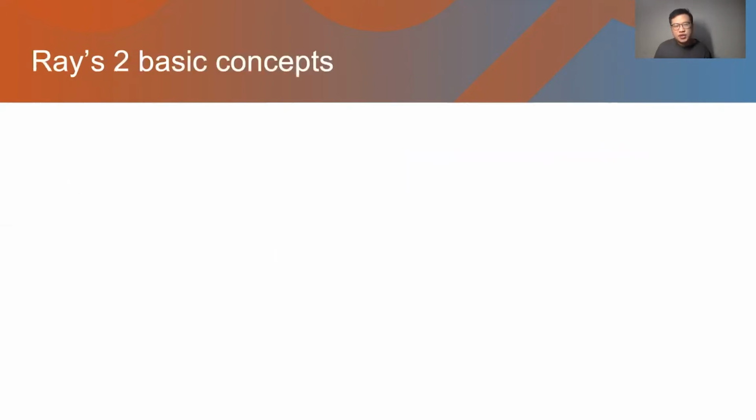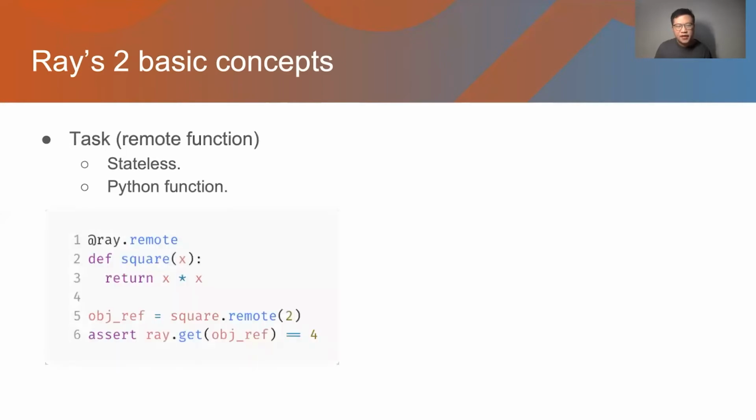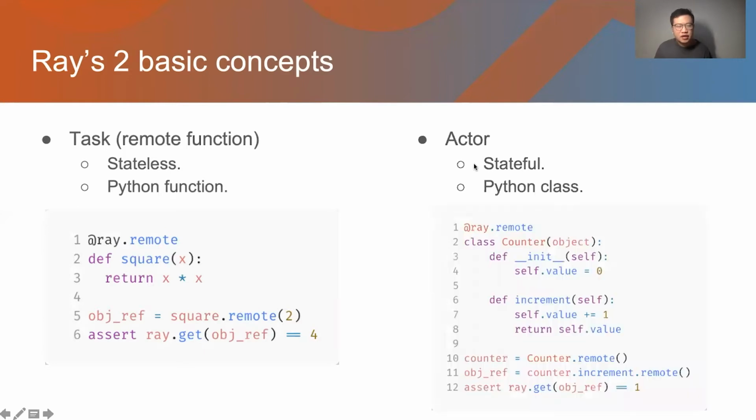Before diving into the details, let's take a moment to refresh our minds on the two basic concepts in Ray. First, we have the task. The task is a stateless unit for computation, and Ray can turn any Python function into a task. So it's also called a remote function. The other concept is the actor. An actor is a stateful unit for computation, and Ray can create an actor from any Python class. And here is one example.